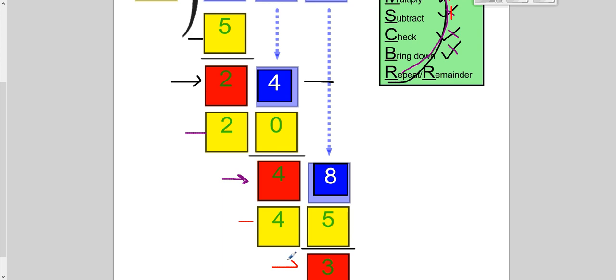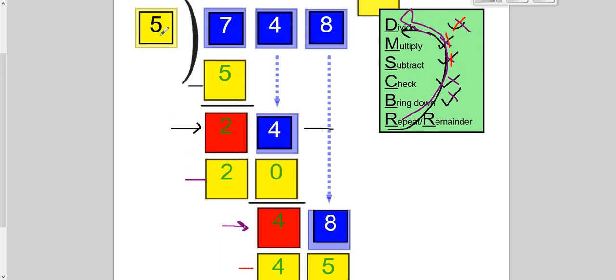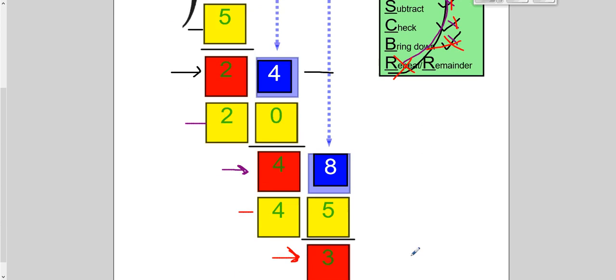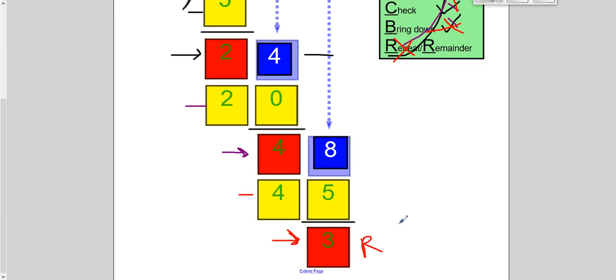Now we need to check. Is my remainder 3, that's the amount left over after I divided the 48, less than 5? It is, so I'm good. I don't have anything else to bring down, so I don't have to do that step, which means I'm not repeating now. This 3 here becomes my remainder.